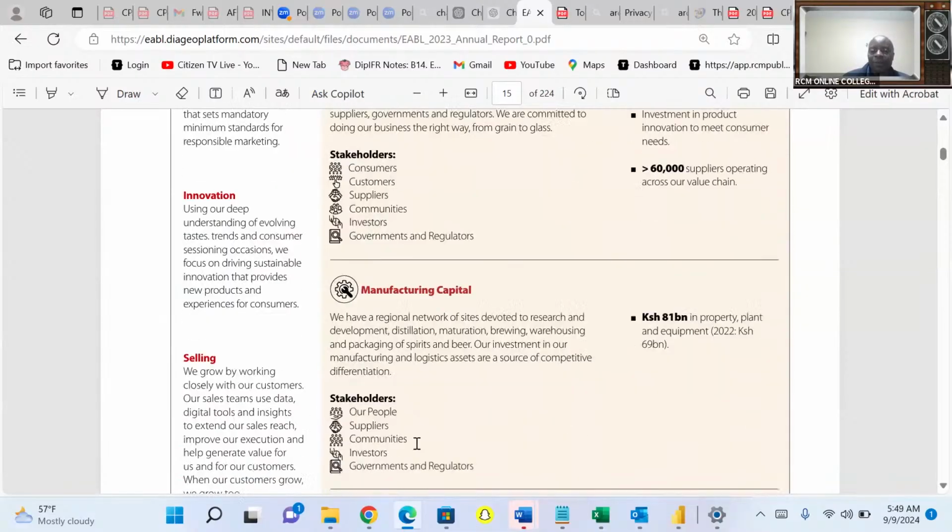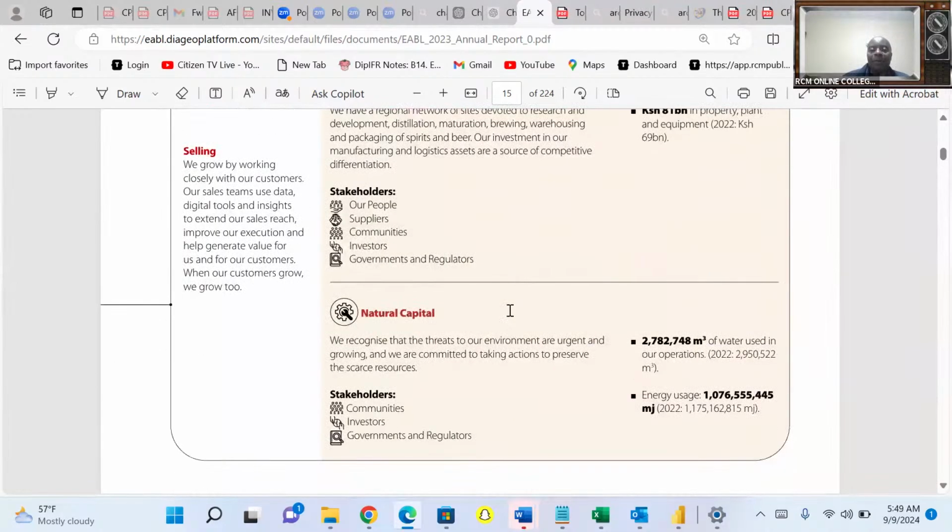Manufacturing capital, we have a regional network of sites devoted to research and development, distillation, maturation, brewing, warehousing, and packaging of spirits and beer. Our investment in our manufacturing and logistics assets are a source of competitive differentiation. Kenya shillings 81 billion in property, plant, and equipment. You can see all this. Manufactured capital or manufacturing capital.